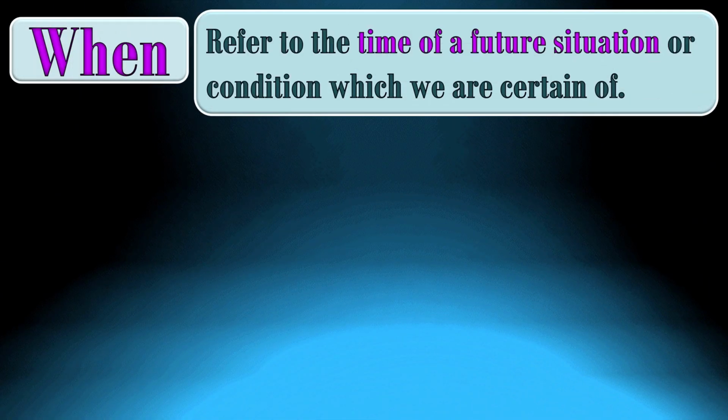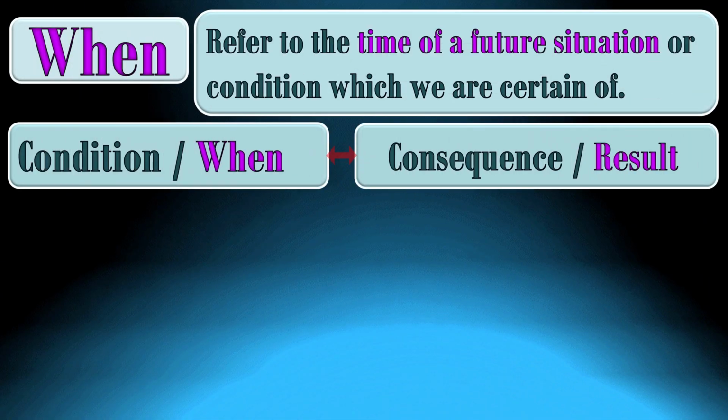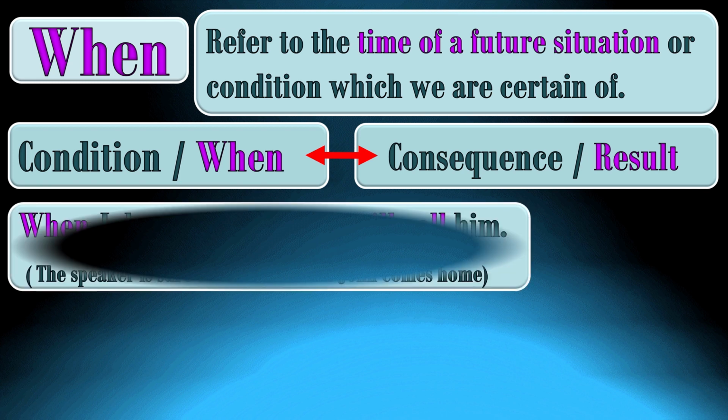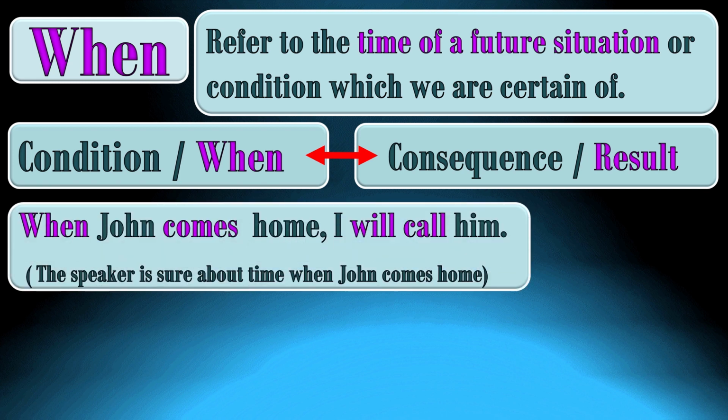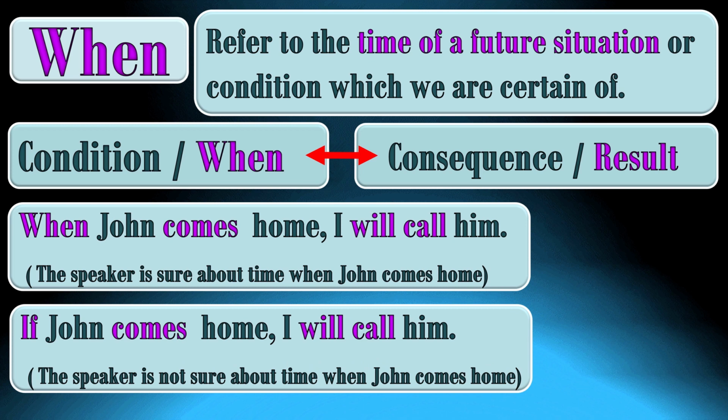We can also use the word when in a conditional clause, to refer to the time of a future situation or condition which we are certain of. When John comes home, I will call him. The speaker is sure about the time when John comes home. If John comes home, I will call him. In this situation, the speaker is not sure about the time when John comes home.